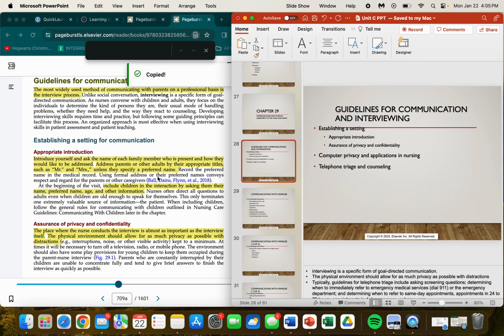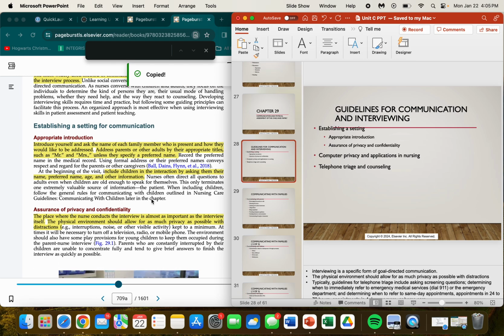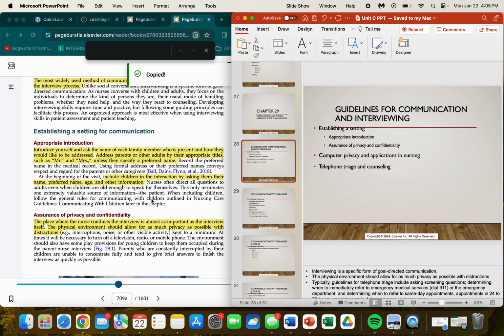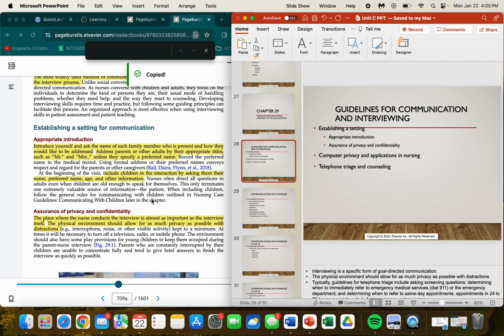Identify them and then refer to them appropriately, usually as Mr. or Mrs. or however they want to be addressed. And then we also need to include children in our interaction. Ask them questions if they're able to respond. Interact with them by play, even if they're young. What's your name? How old are you?